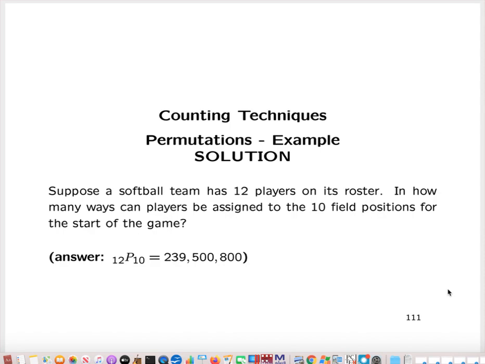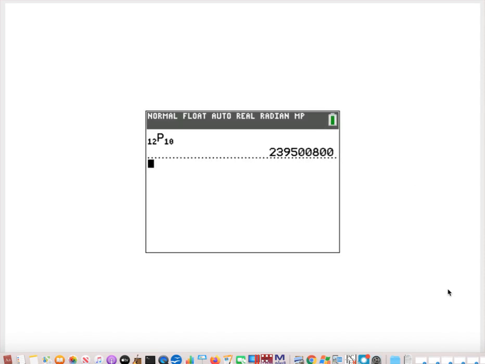239,500,800. So there are a lot of different lineups, a lot of different ways of assigning 10 people to the 10 positions on a softball field when you've got 12 people to choose from. All right, and this just shows the calculation on the TI-84.